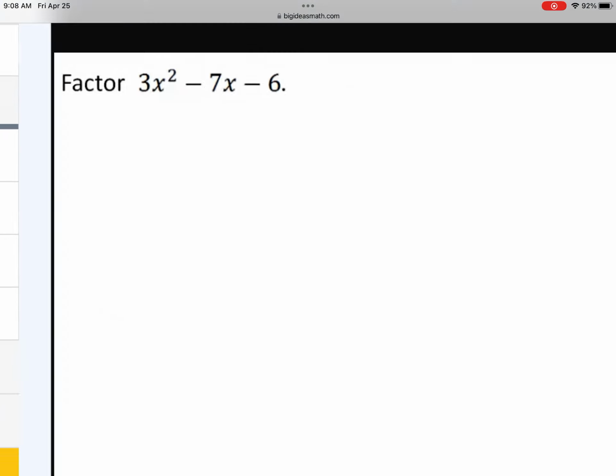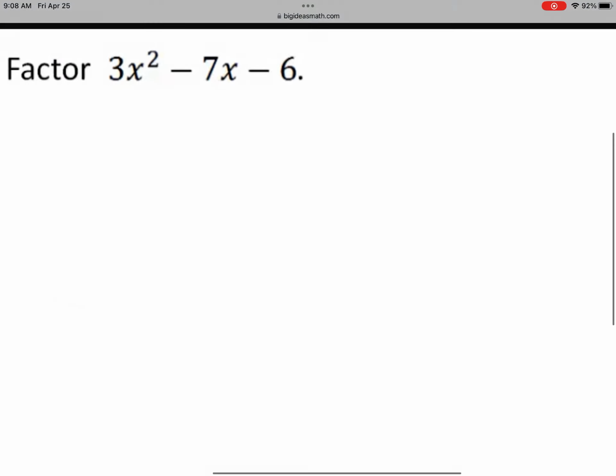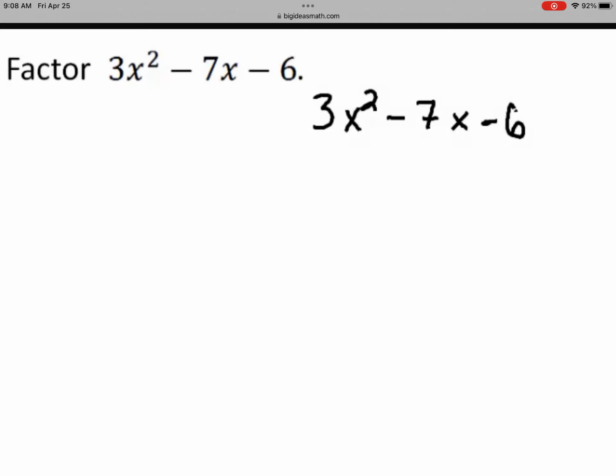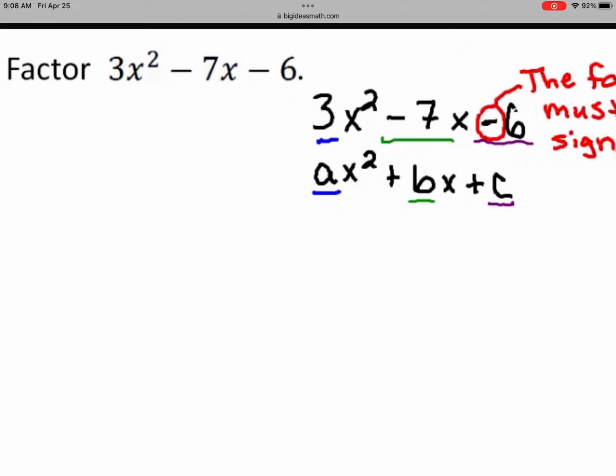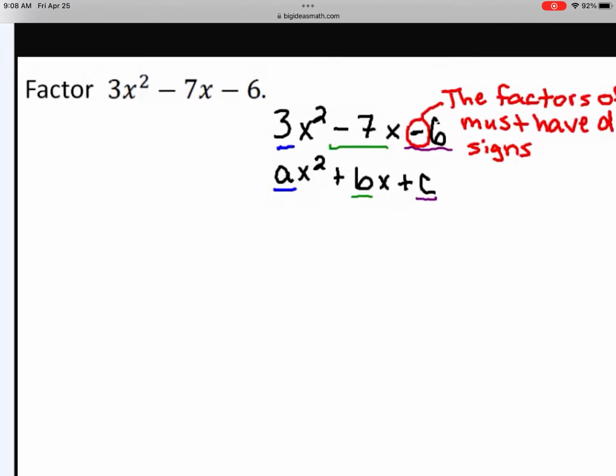Factor 3x squared minus 7x minus 6. Notice that 3x squared minus 7x minus 6 is of the form ax squared plus bx plus c, where a is 3, b is -7, and c is -6. There is no greatest common factor, so you need to consider the possible factors of a and c. Because c is negative, the factors of c must have different signs.